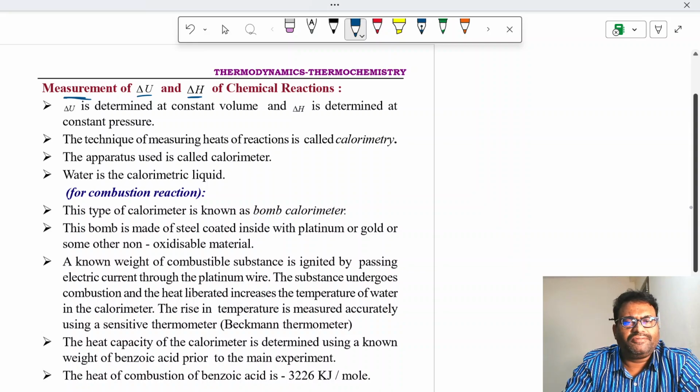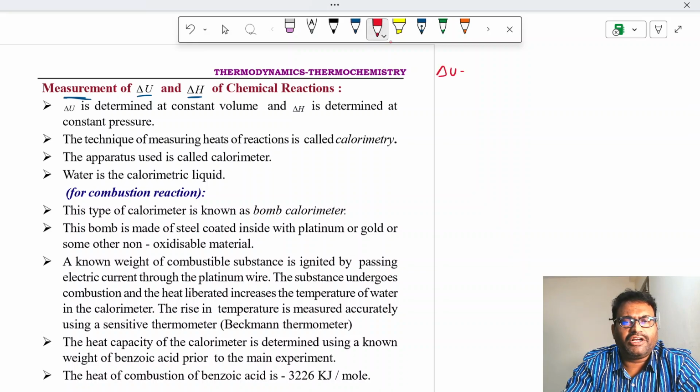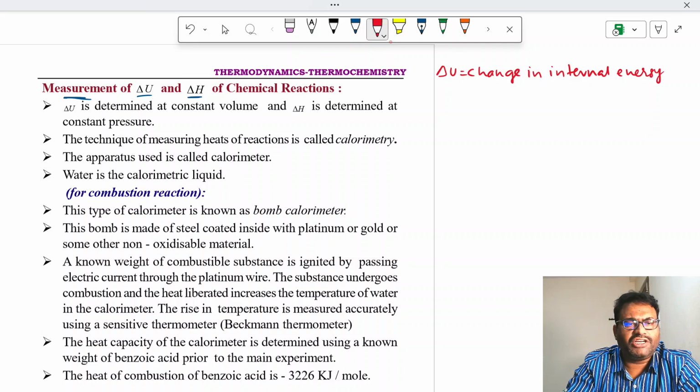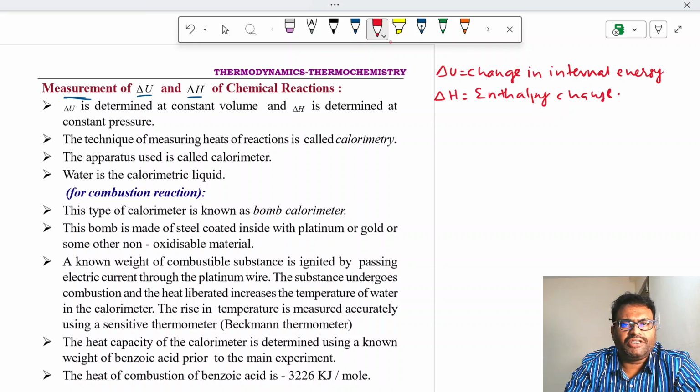Already we know delta U. What is meant by delta U? Delta U is the change in internal energy. Delta H is the enthalpy change, or change in enthalpy.